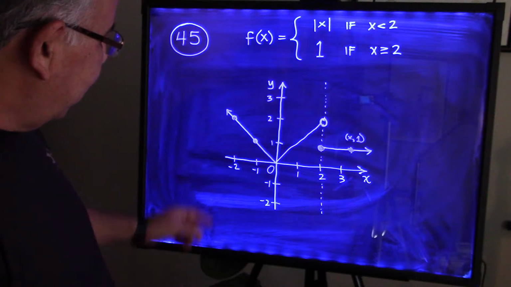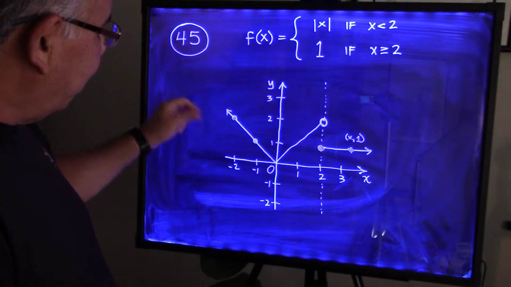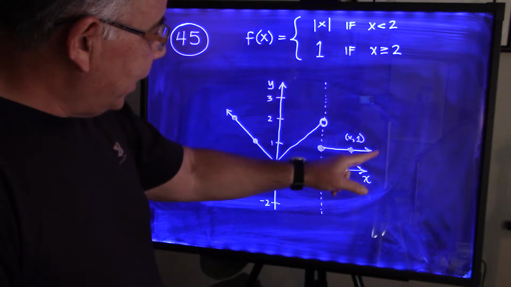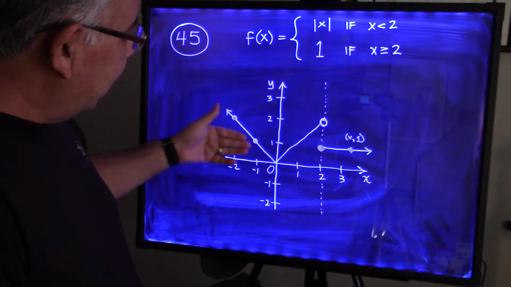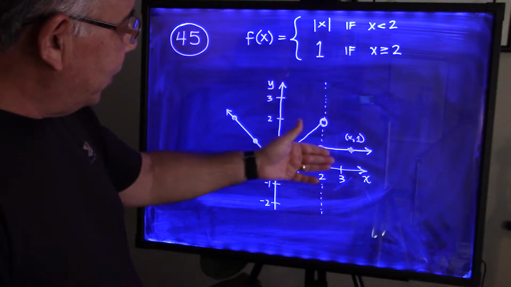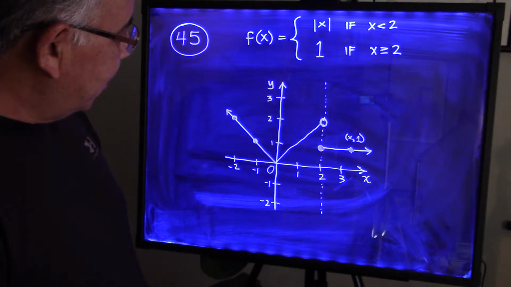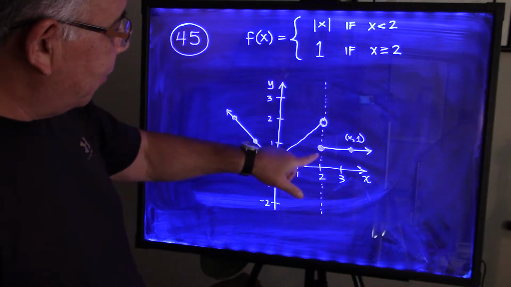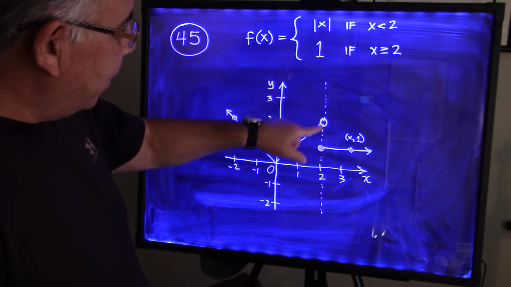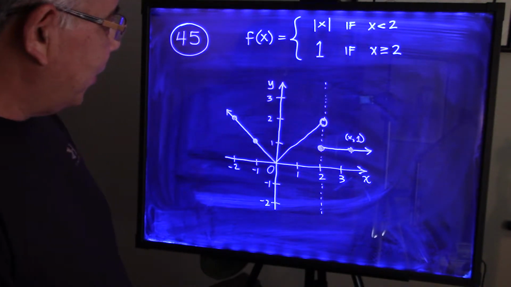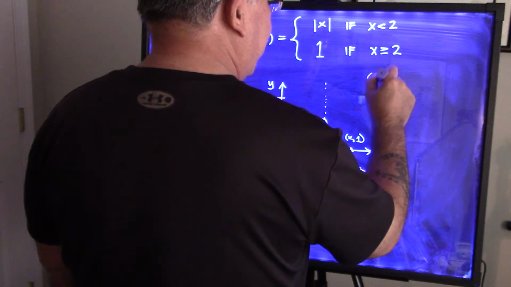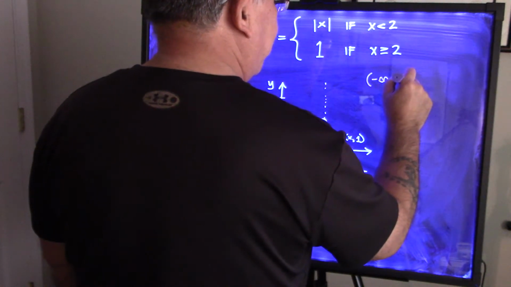And the domain, it goes all the way toward negative infinity to the left, and it goes all the way to positive infinity on the right, and in the domain, as far as the x values go, there's no discontinuities, no breaks, because positive 2 is included there, x equals positive 2, even though it's not here. It's included in the function here. So the domain goes from negative infinity to infinity.